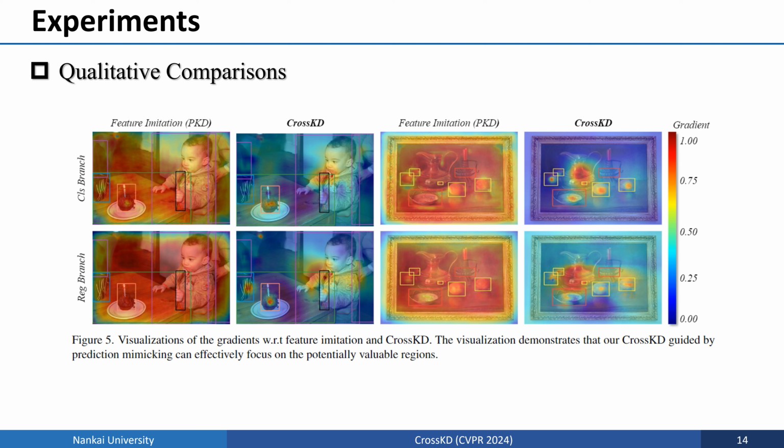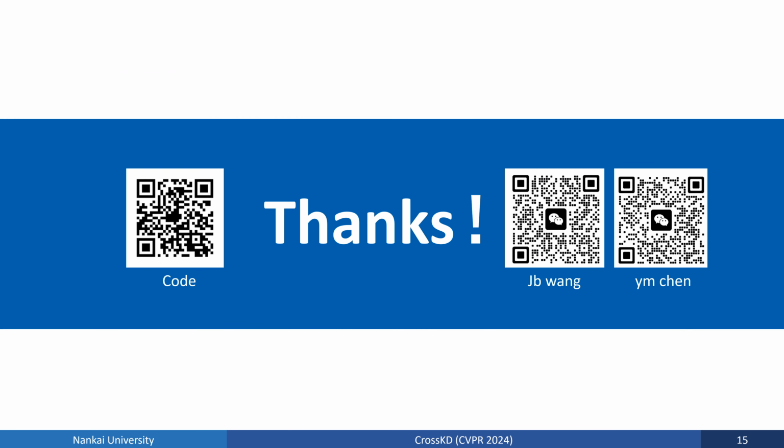Moreover, we also visualize the gradients on the latent features of the detection head, as shown in the above figure. As illustrated, the gradients generated by PKD have a large and wide impact on the entire feature maps, which is inefficient and not targeted. On the contrary, the gradients generated by CrossKD can focus on potential semantic areas with objects of interest. For more details, please refer to our codes.